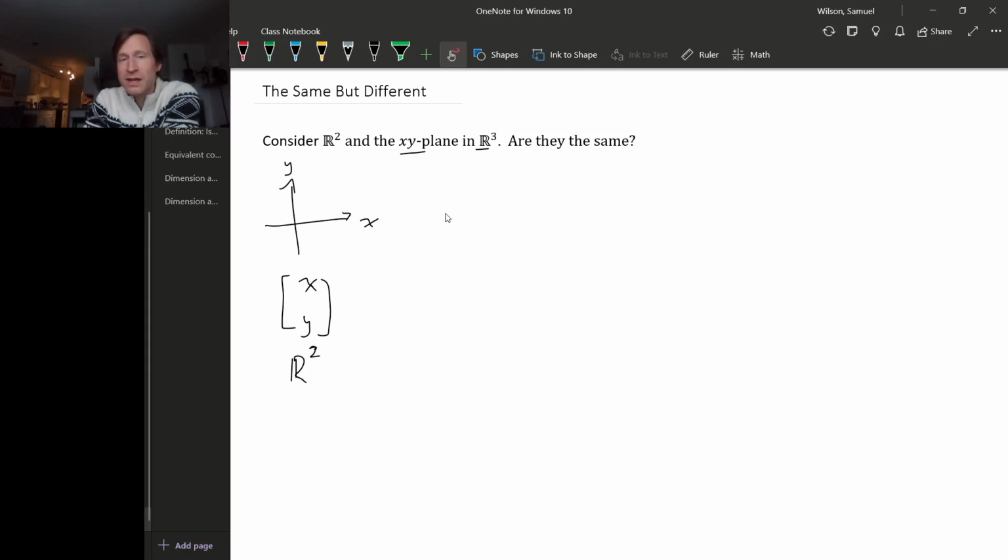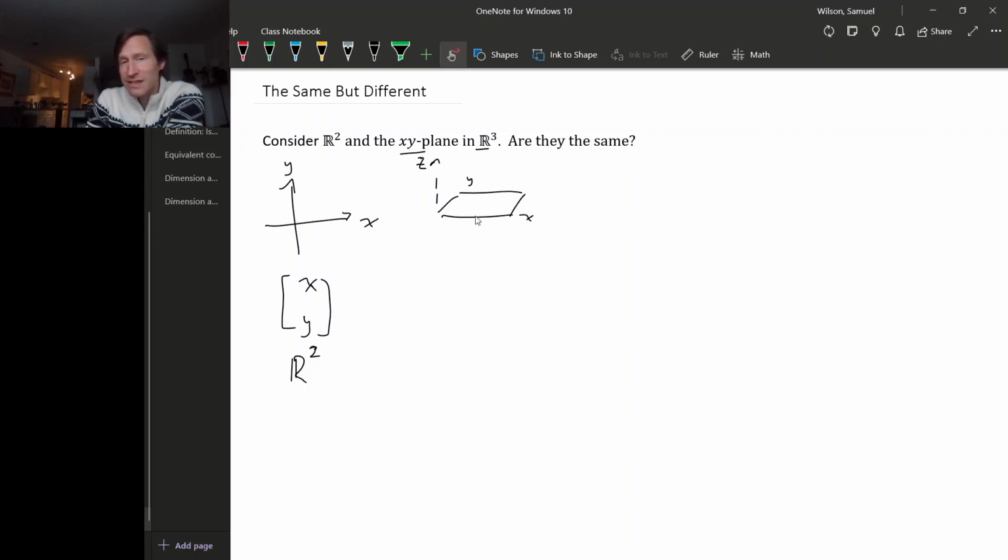The xy plane in R3, well, it's this plane, right? There is a z-axis in R3, but the xy plane doesn't contain the z-axis, right? It's just the x-axis and the y-axis and the plane that they span. So what are the vectors?